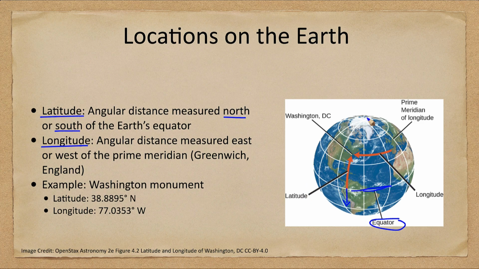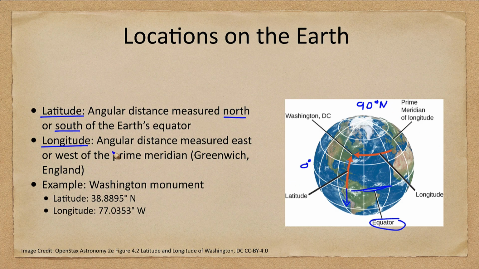It would go up to 90 degrees at the pole. And the equator would be 0 degrees latitude. So any location on the equator has 0 degrees. And then 90 degrees north would be the North Pole. Of course, 90 degrees south would be the South Pole of Earth.